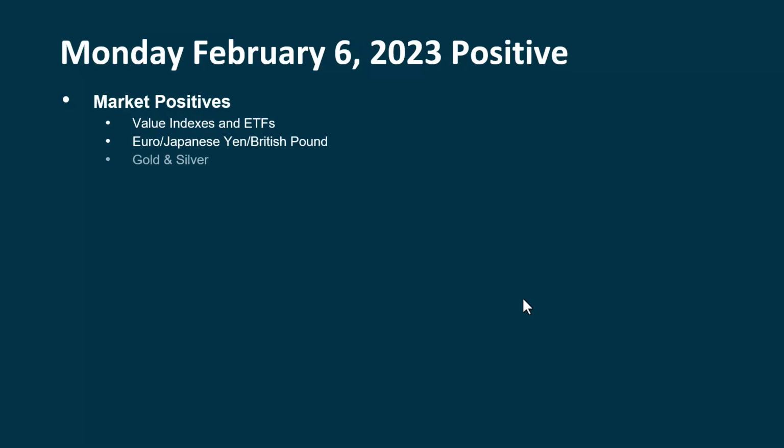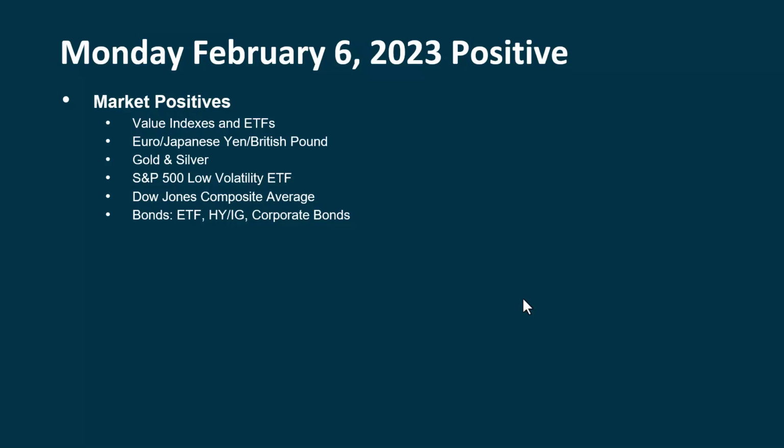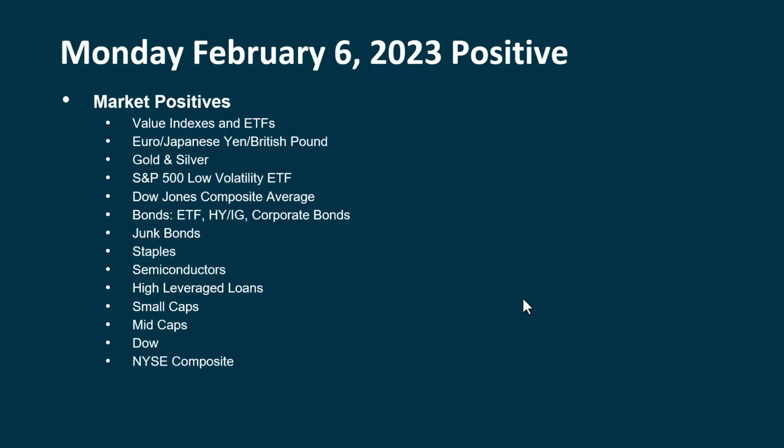So what is positive as of Monday, February 6th? Value indexes and ETFs continue to be positive. The euro, the Japanese yen, and the British pound to the US dollar are all positive. Gold and silver, the low volatility ETF, the Dow Jones Composite Average, bonds, both the ETF, high yield and investment grade bonds, as well as corporate bonds, junk bonds, staples, semiconductors, high leverage loans, small caps, mid caps, the Dow, the NYSE Composite, all stocks, and emerging markets.